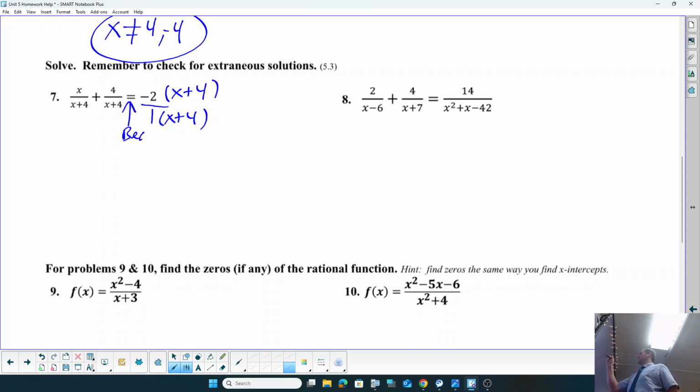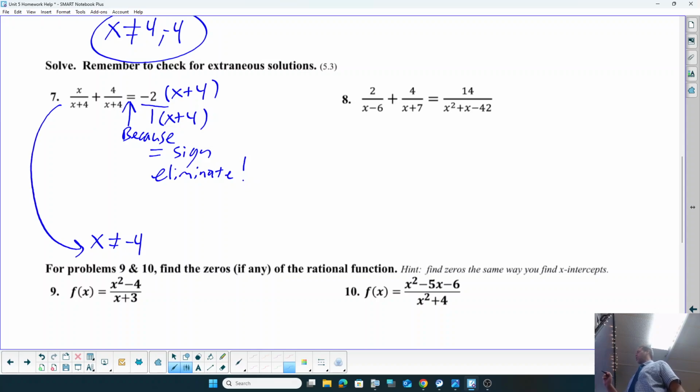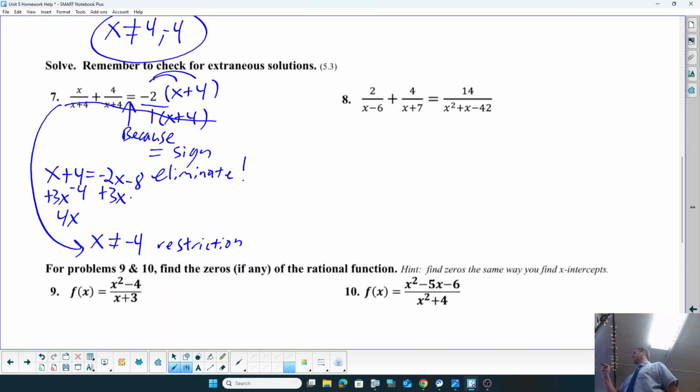Because it's an equal sign, we can eliminate the denominator. Eliminate the bottom because it says solving rationals. So now that we have a common denominator, make sure that we don't get a negative 4 for a solution, because that's our restriction. So watch out. There we go. Then we can eliminate the bottom and solve for the top. Distribute. So we get x plus 4 is equal to negative 2x, negative 2 times x, and negative 8. And then we want to get all the x's on one side and combine those. So we get a 4x, then we minus 4 over to this side.